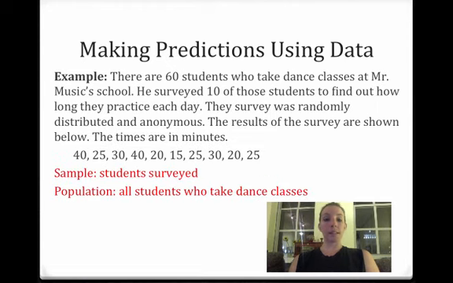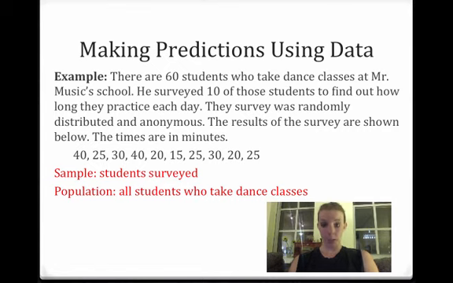Okay, so the sample is the students surveyed, and it was, of course, a random sample because it says the survey was randomly distributed and it was anonymous. Mr. Music didn't pick his 10 best students or his 10 worst students and see how much they practice, because that would probably influence his data. He just randomly picked them. And the population is all the students who took the dance class.